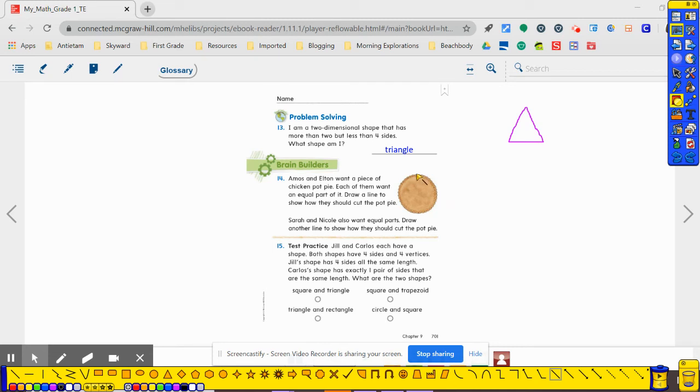All right, I'm going to draw my line. I'm going to go from top to bottom this time. Remember, you could have also gone side to side. That's fine too. That would have been 2 equal parts as well. Guess what? There's more to this question. Now it says Sarah and Nicole also want equal parts. So draw another line to show how they could cut the pot pie this time. So now how many people do we have all together? We have one, two from Amos and Elton, three, four when we add the girls. So now I need to cut it into four equal parts. So I can just draw my other line straight across so that I have four equal parts of the pot pie.